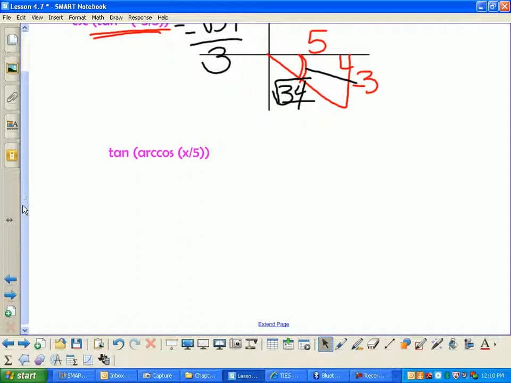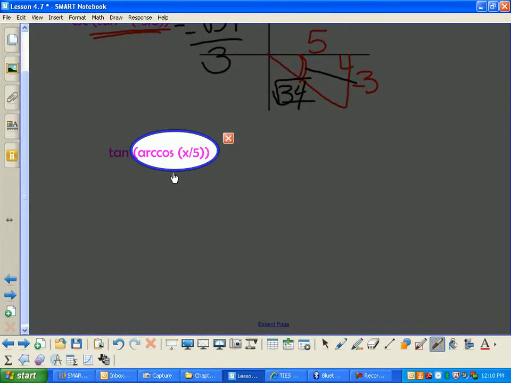Because we're working from the inside out, is it true that our cosine only gives you angles in quadrant 1 or 2? When would your triangle be in the first quadrant? If this x over 5 is positive. When would your triangle be in the second quadrant? If x over 5 is negative. Did I tell you whether x was positive or negative? What if x was negative 2? You don't know what x is.